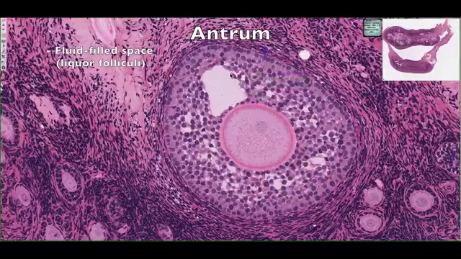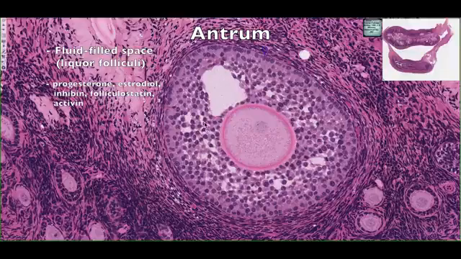In some cases, all these pockets or spaces of fluid coalesce into one single chamber. This is called an antrum. The antrum is filled with a fluid called liquor folliculi, which contains many hormones, such as progesterone, estradiol, inhibin, folliculostatin, and activin, and they help regulate the release of luteinizing hormone and follicle-stimulating hormone.